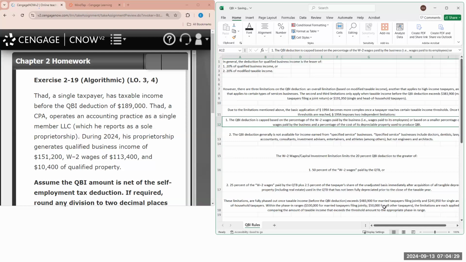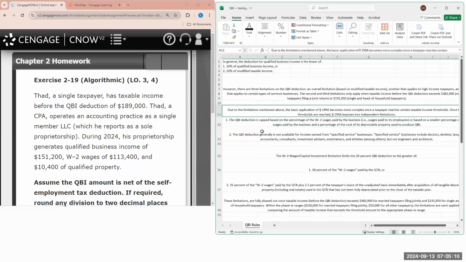There are 3 limitations on the QBI deduction: an overall limitation based on modified taxable income, another that applies to high income taxpayers, and one that applies to certain types of businesses. The second and third limitations are applicable when taxable income before the QBI deduction for married filing joint taxpayers exceeds 383,900, and for single and head of household taxpayers, 191,500. So for that situation, we also need to factor in a few more things.